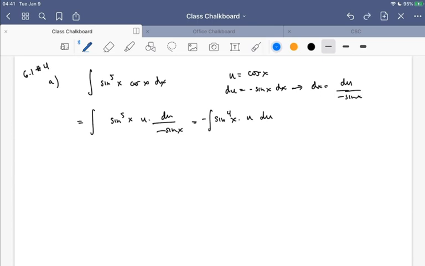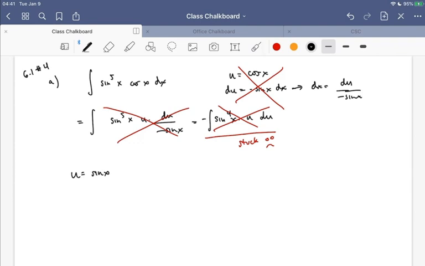Let me use a better color for this. Okay, there's nothing we can do beyond that. And now we have an integral that involves two letters, x and u, and that just doesn't make sense. Okay, so that was not the substitution to use. So instead, let's try u equals sine x.